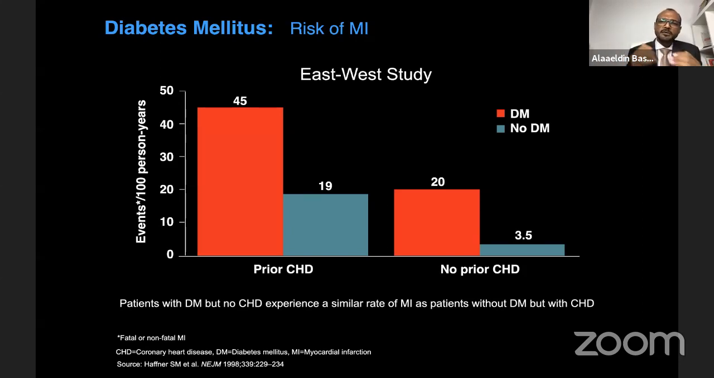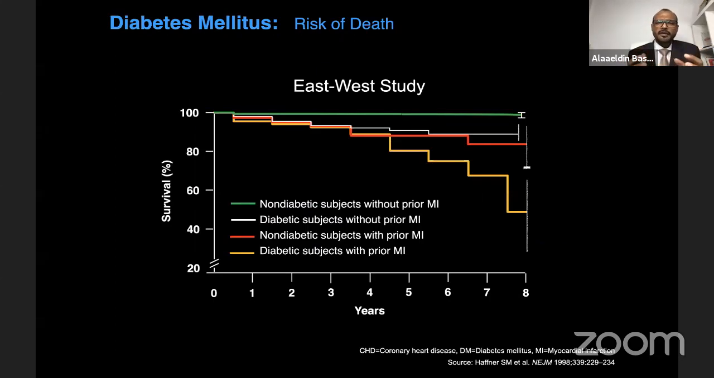Now, the risk doubles if the patients had diabetes and previous cardiovascular events, to almost 45 events per 100 person-years. And we know that with prevalence of cardiovascular disease in diabetic patients, the risk of death also increases. This is a graph from the same East-West study that looked at survival rates. The green line is non-diabetic patients without prior myocardial infarction, and their survival is normal.